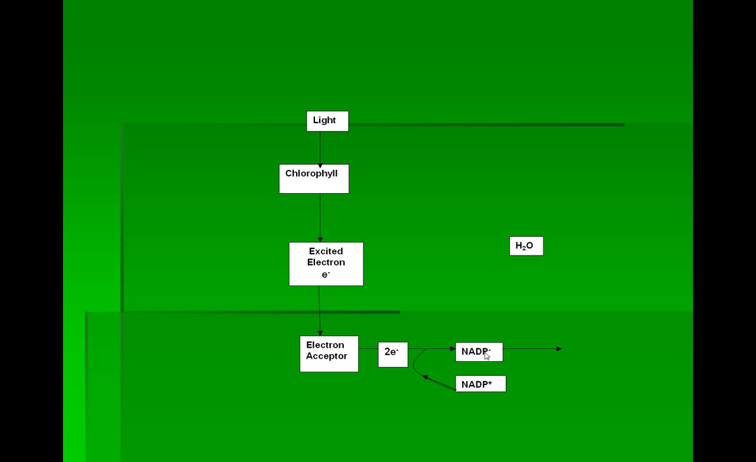Now meanwhile, while NADP has already taken its 2 electrons, chlorophyll has lost electrons, and these electrons are taken by NADP, and they will not return to chlorophyll, unlike in pathway 1. So this is non-cyclic photophosphorylation.